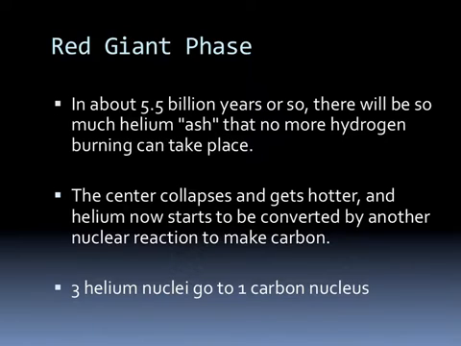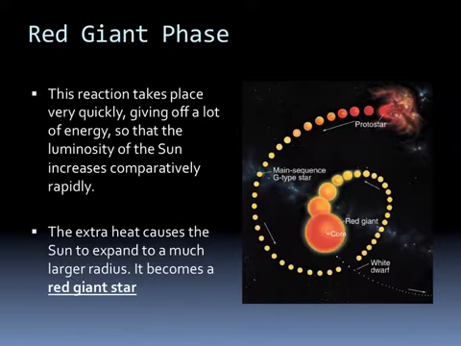When that happens, there's no more pressure pushing out, so gravity starts to win, and the center collapses. As it collapses and pushes together, the ideal gas law tells us it's going to get hotter. And as it gets hotter, the helium now starts to be converted by another nuclear chain, and that reaction makes carbon. Essentially, 3 helium nuclei go into 1 carbon nucleus. This reaction takes place very quickly, gives off a lot of energy, so that the luminosity of the Sun will increase comparatively rapidly.